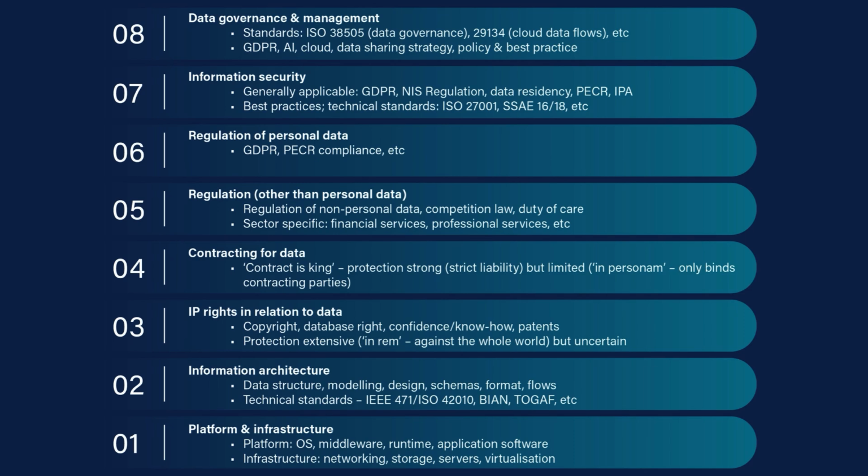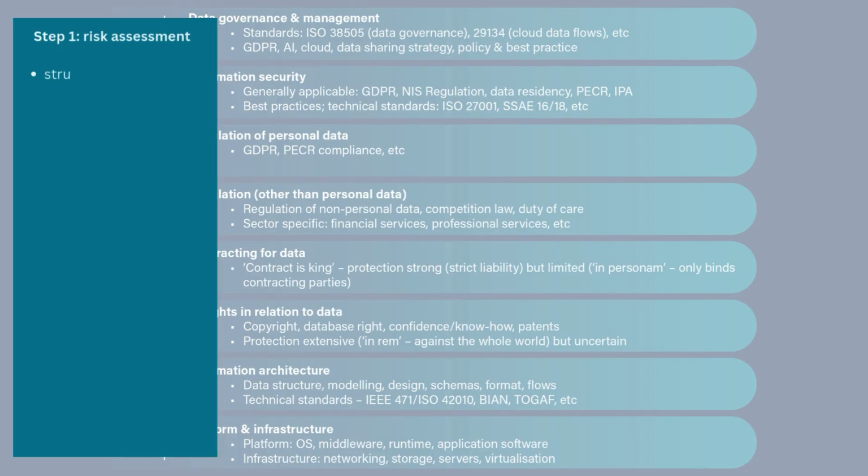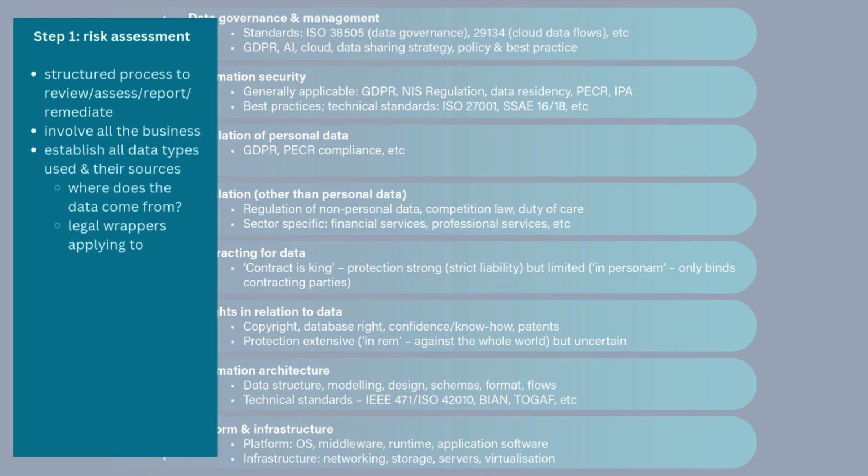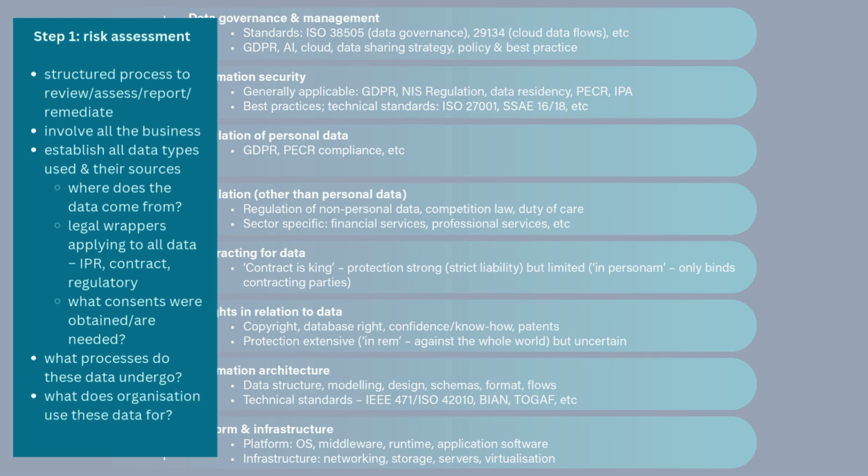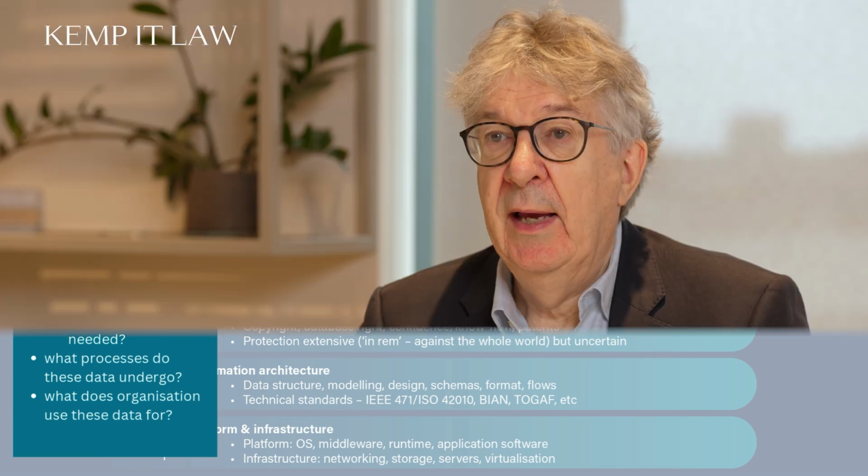The first step or work stream is a risk assessment of data used in the organisation, carried out along the normal lines of review, assess, report, and remediate. The review will focus particularly on where data is sourced from, the terms under which it's supplied, and how it's being used. It will normally also include recommendations by way of a remediation plan to correct any areas of non-compliance.